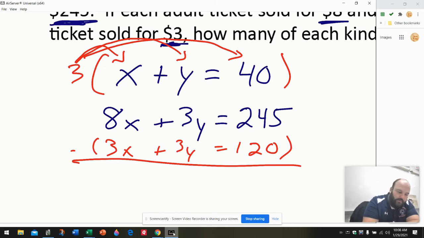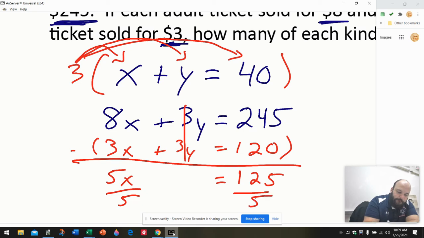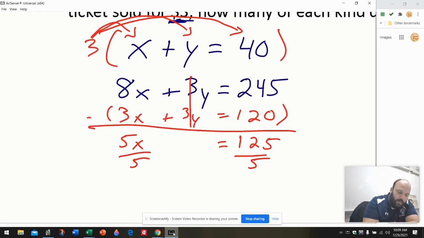So 8x minus 3x is 5x. 3y minus 3y is 0, goes away. And then we have 245 minus 120, and that becomes 125. The last step to this is to divide by 5 on both sides. And when I do that, I get x equals 25.